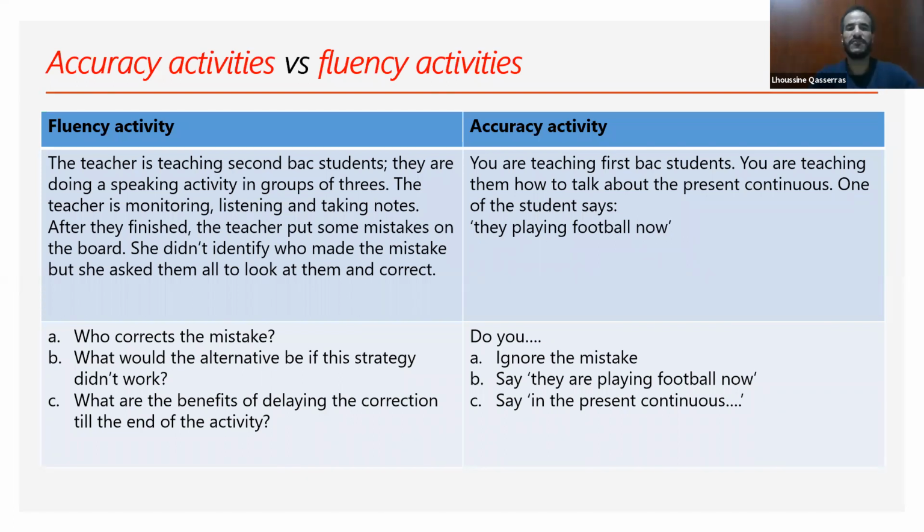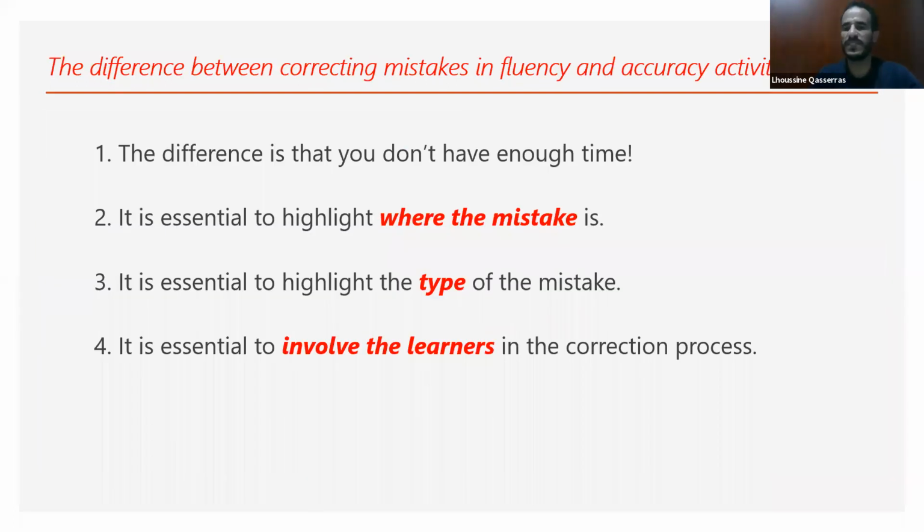So let's move on to the next one again. Now, the difference between correcting mistakes in fluency and accuracy. Number one, the difference is that you don't have enough time. If they are speaking fluency, you don't have enough time. If it's writing, you have enough time. You get back their papers, their exam sheets, their writing tasks, and you have time to correct.